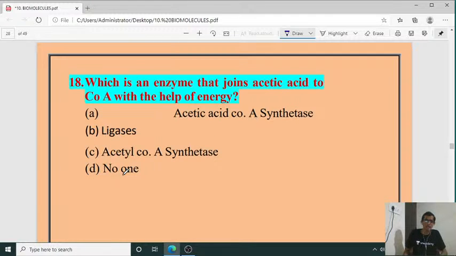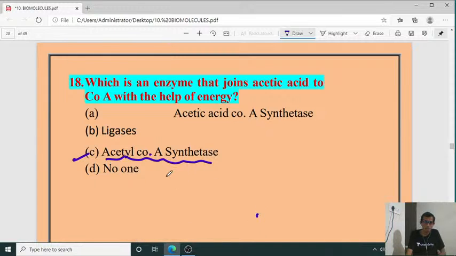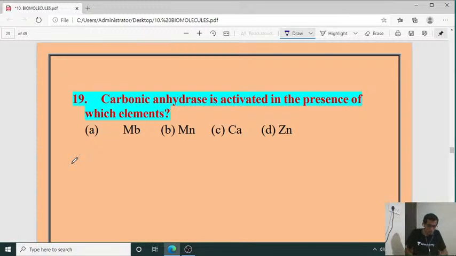Then which is the enzyme that joins acetic acid to CoA with the help of energy? In plant physiology, here it is Acetyl-CoA synthetase. Acetyl-CoA synthetase is the enzyme that will help in the joining of acetic acid to coenzyme A. So the right answer is C for the 18th one. Then the 19th question.